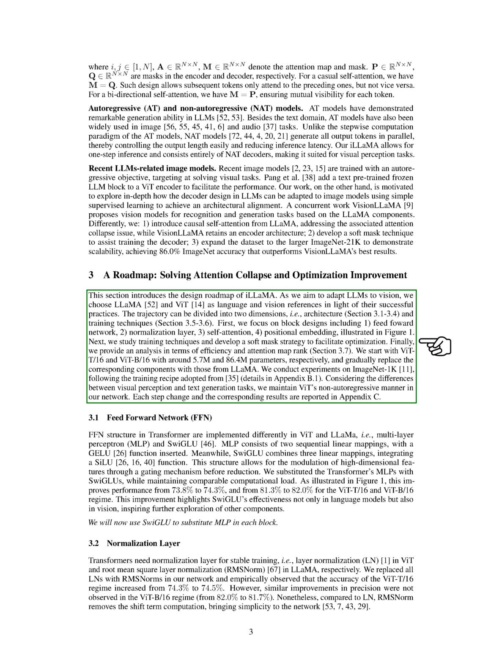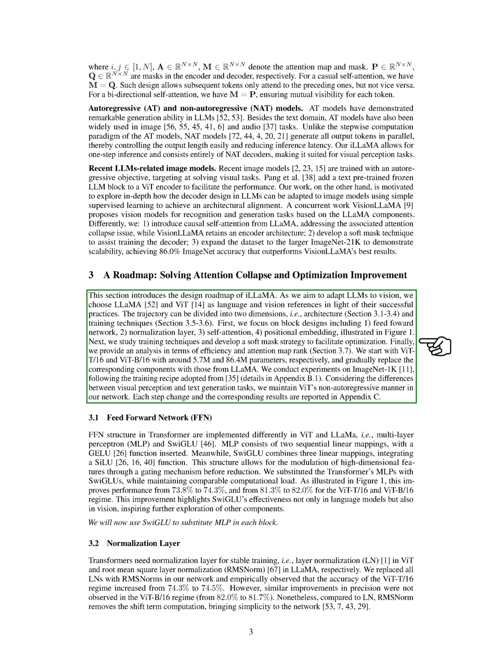First, we focus on block designs, including the feed-forward network, normalization layer, self-attention, and positional embedding. Next, we explore training techniques and introduce a soft mask strategy to aid optimization. We analyze efficiency and attention map rank as well.